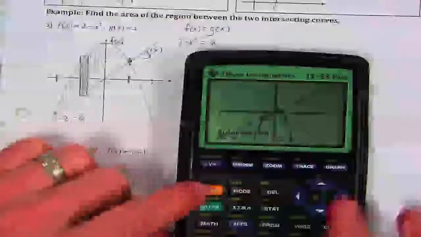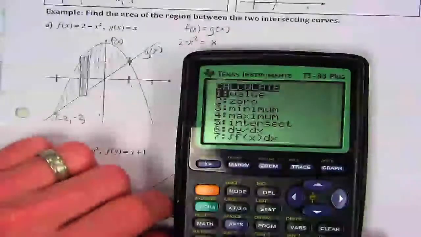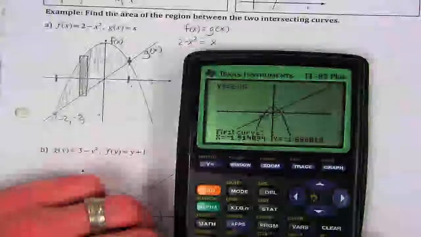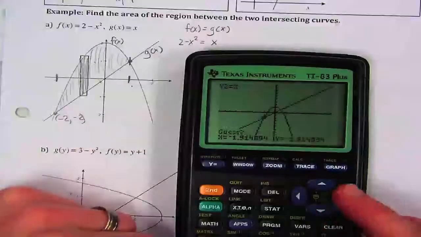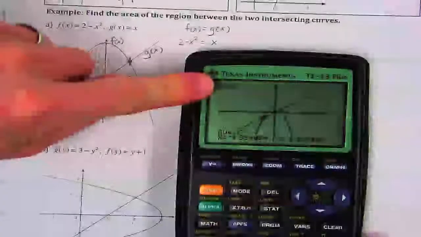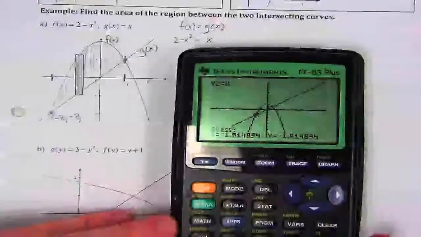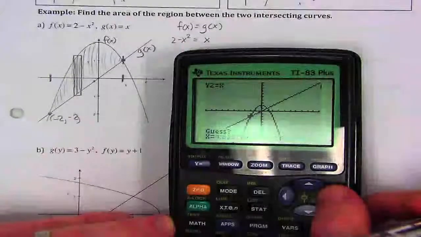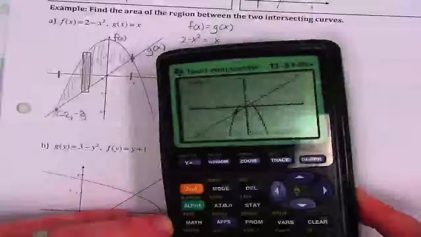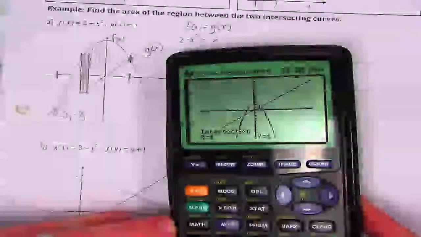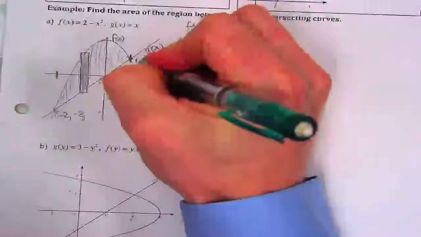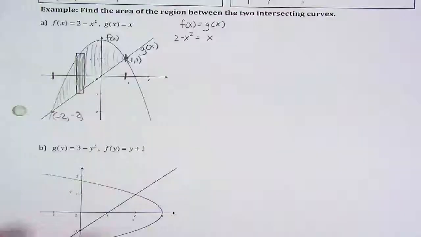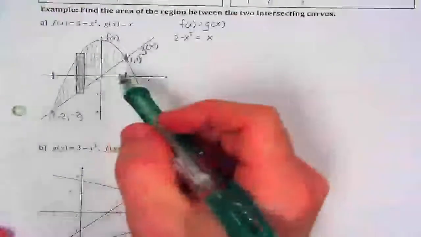And then we do the same thing. So second calc, and we want the intersect. So one curve, then the other curve. And remember, you can see what the curve is up here. And then we're going to guess. And we get 1, 1 for the other intersection. All straight lines. Yeah. Okay. So that's one way of doing it using the calculator.